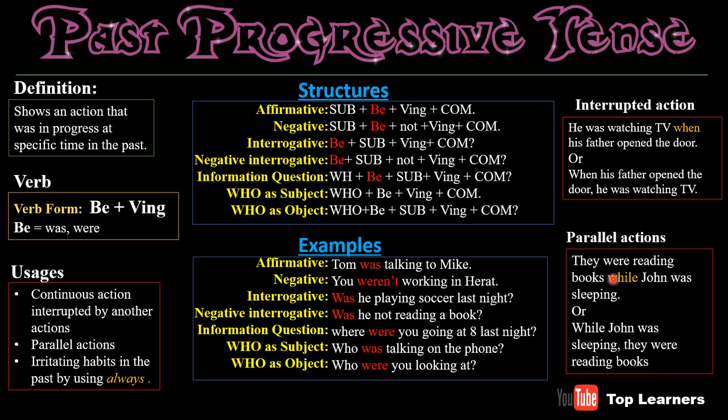For parallel actions, they were reading books while John was sleeping. These two actions were in progress at the same time. And we can change their places. Like, I say, while John was sleeping, they were reading books. So the meaning is still the same, and we just changed the places.